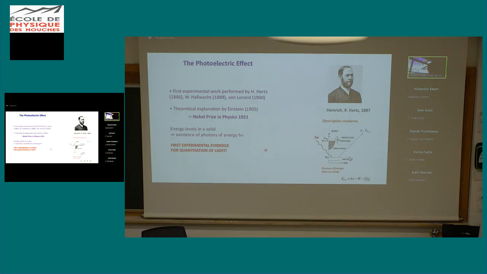Okay. So historically, what's really important is the photoelectric effect, and several scientists worked on that, and finally Einstein did the explanation by saying that photons are quantized, and this was the first experimental evidence for quantization of light, and he got the Nobel Prize in physics in 1921 for this.